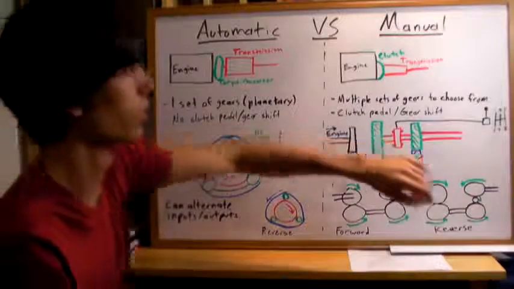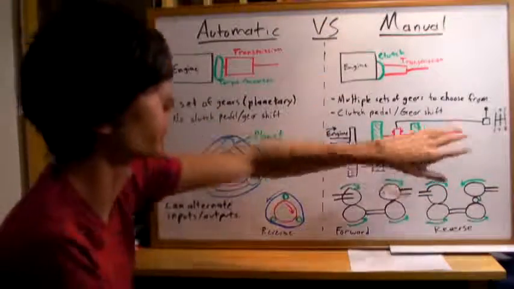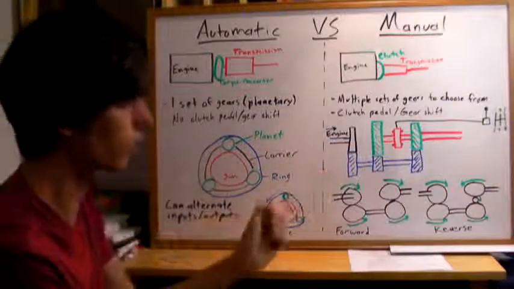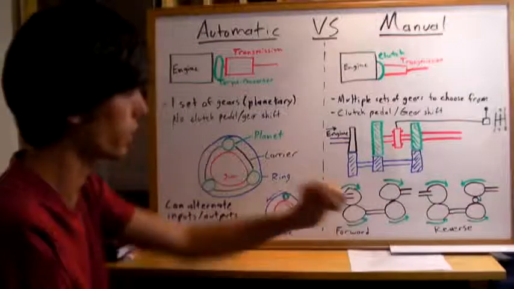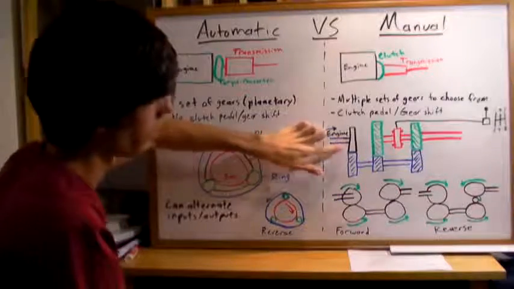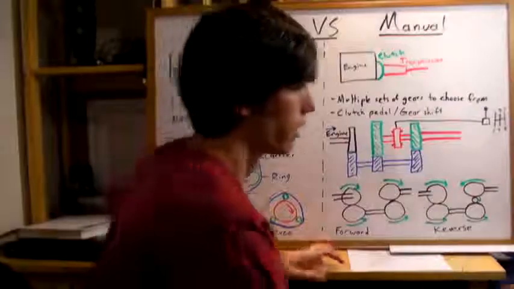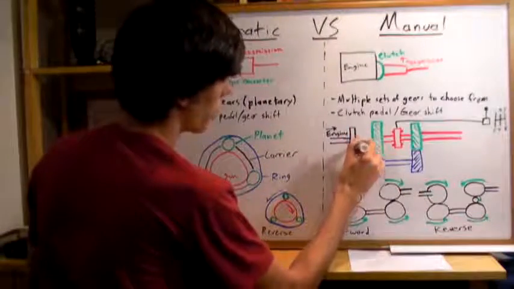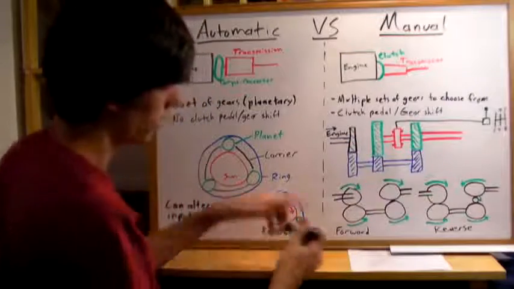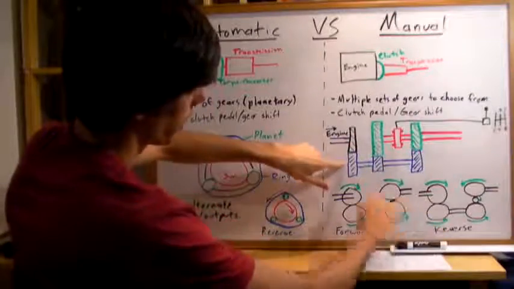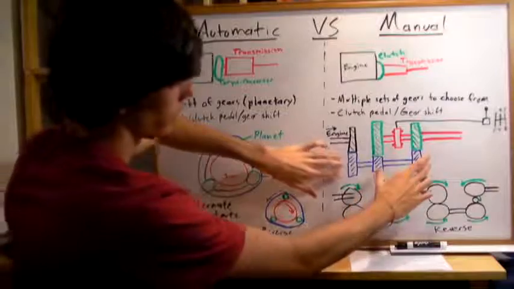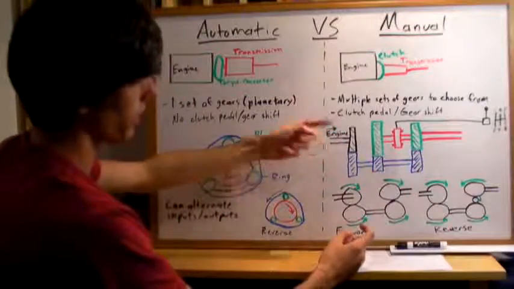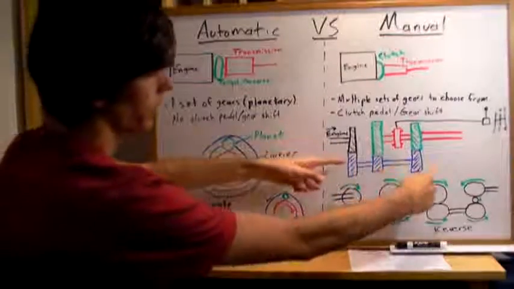Now with a manual, once again, you're going to have multiple sets of gears to choose from, and it's going to work a little differently. You're actually going to put yourself in a different gear ratio. So you're going to have your engine here, and connected to the end of that is going to be a gear, and this gear is going to be connected to a shaft here, and this shaft is pretty much going to always be spinning at the engine speed. So whatever speed this is rotating at, this is going to rotate in the opposite direction.